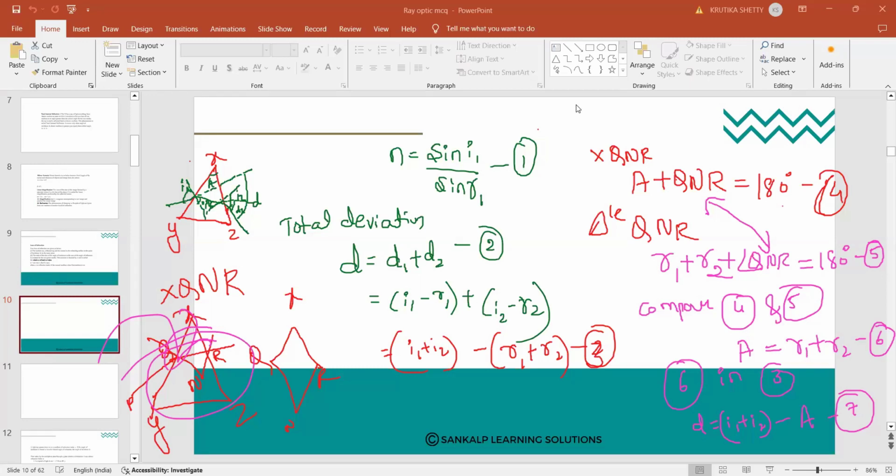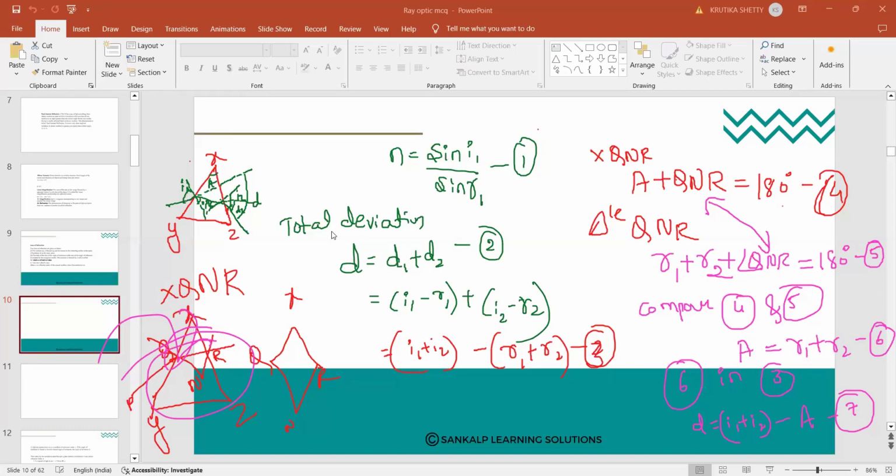Yes, everyone has completed till equation 7. So please see, I'm going to clean this. I'll repeat it once again. First, n is equal to sine I1 by sine R1. In this formula, we have to understand what I1 and R1 are. That is why we are doing all these steps, to find the I1 and R1 values, because in the end we use equation 1 and substitute.